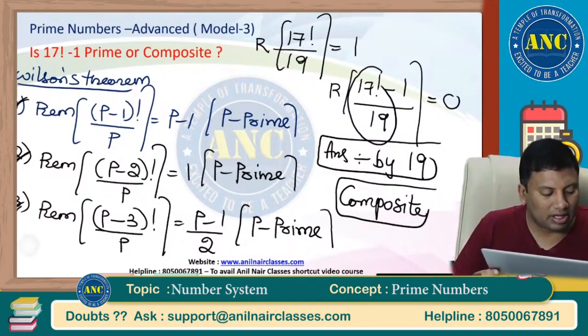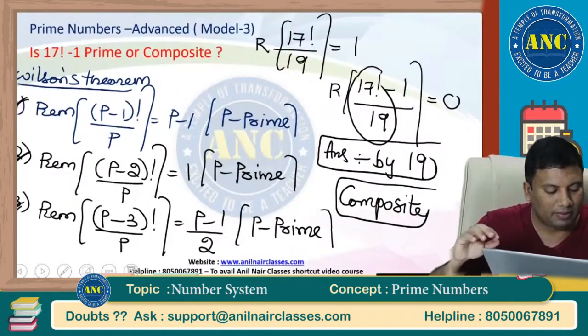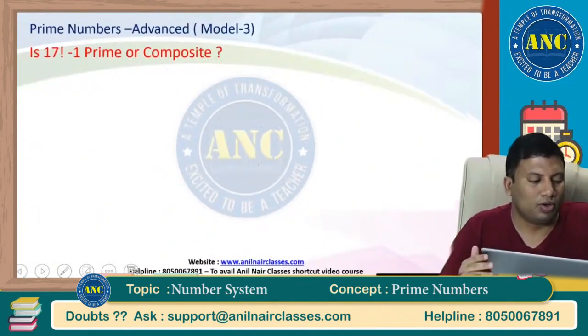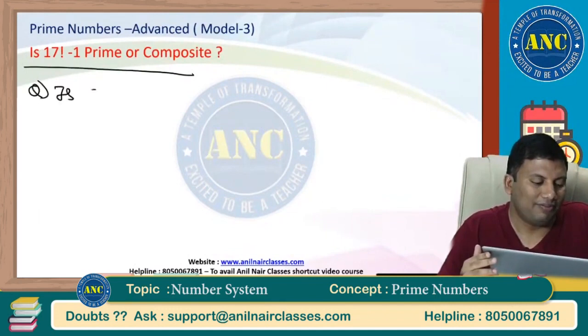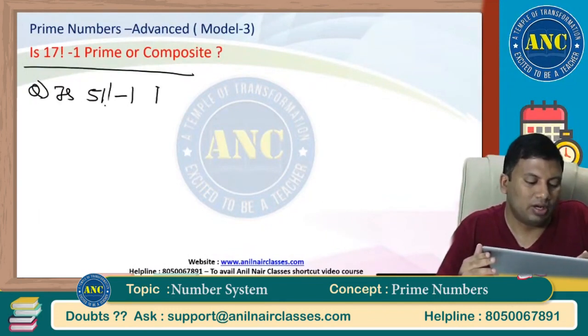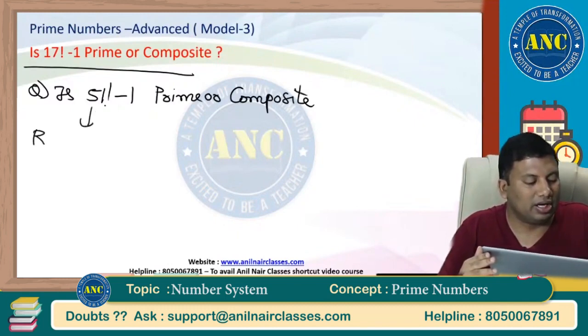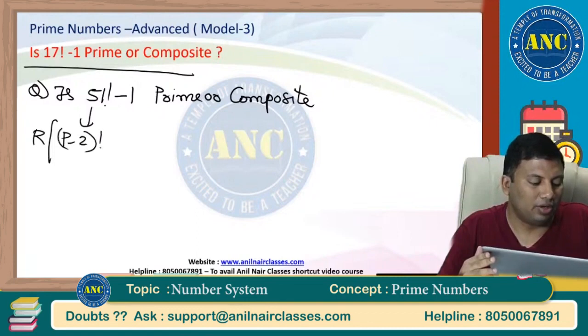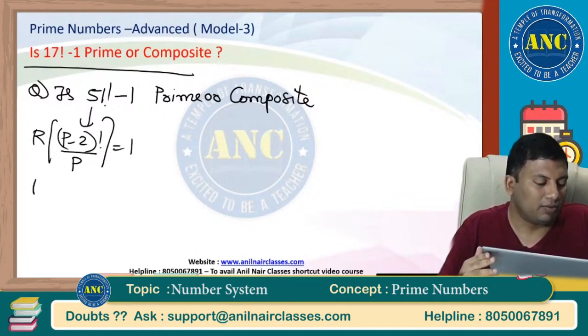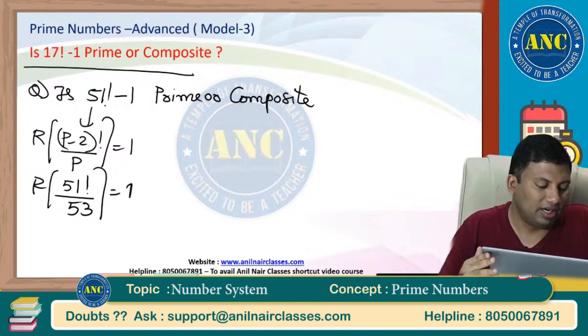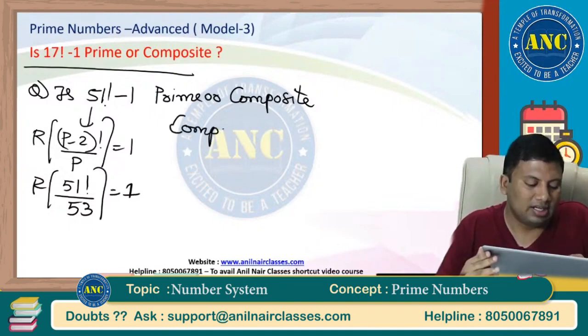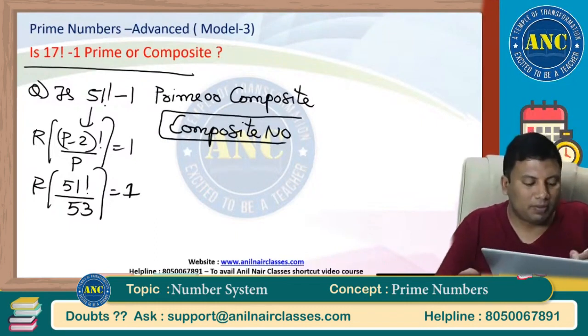Let us solve some more examples of this model so that it will be clear to you. Now, a few more models. Is 51 factorial minus 1 prime or composite? Immediately it should strike you: (p minus 2) factorial divided by p is nothing but 1. So, 53 minus 2, 51 factorial divided by 53 is 1. 1 minus 1 is 0. The answer is a composite number.